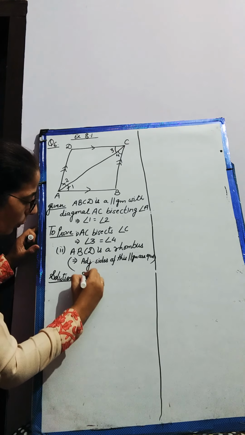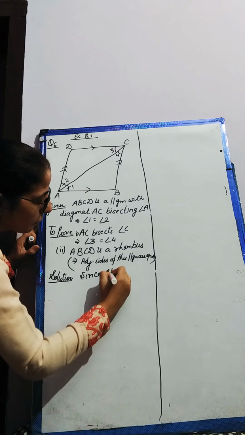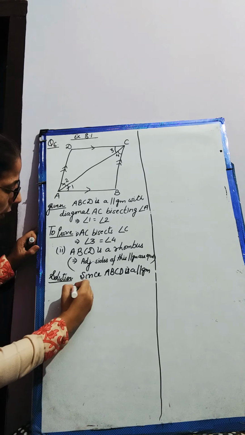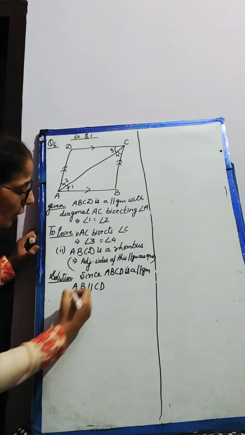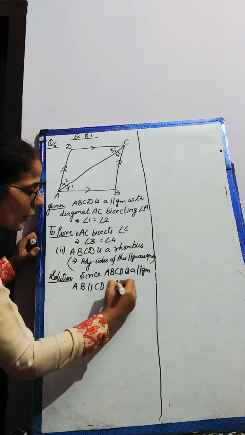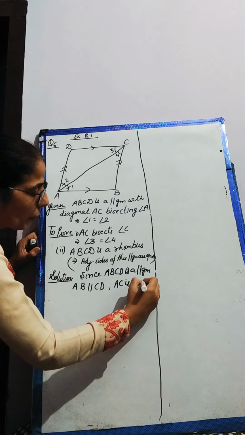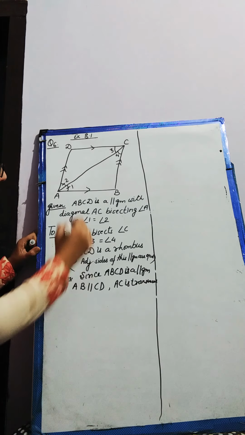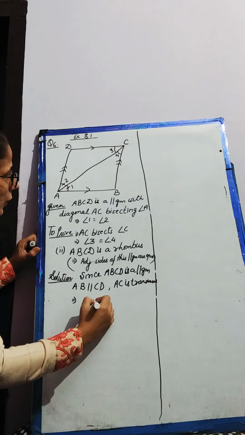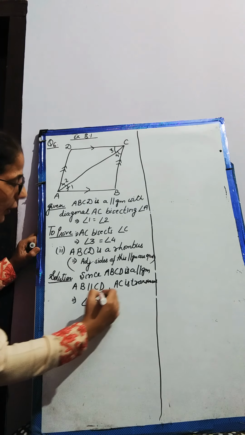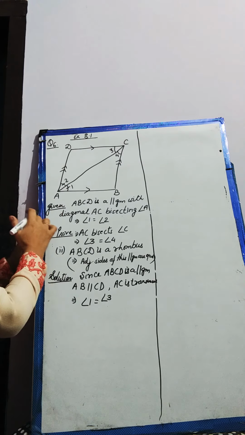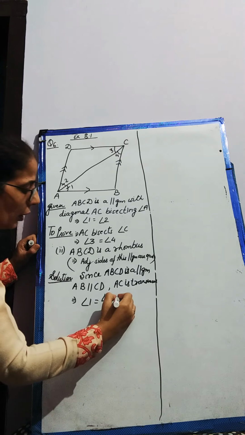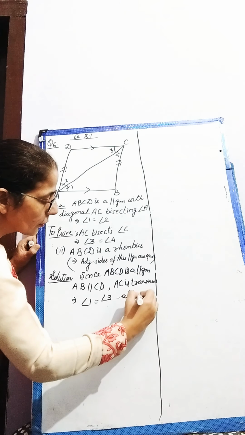Since ABCD is a parallelogram, opposite sides are parallel. That means AB is parallel to CD, and AC is the transversal. When two parallel lines are cut by a transversal, alternate angles are equal. This means angle 1 is equal to angle 3, right? These are the parallel lines and this is the transversal. Angle 3 will be equal to angle 1. Why? These are alternate angles.